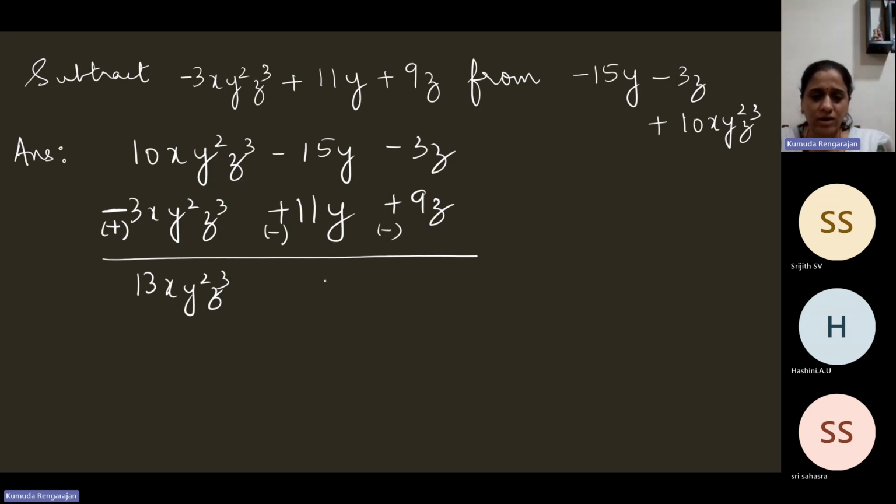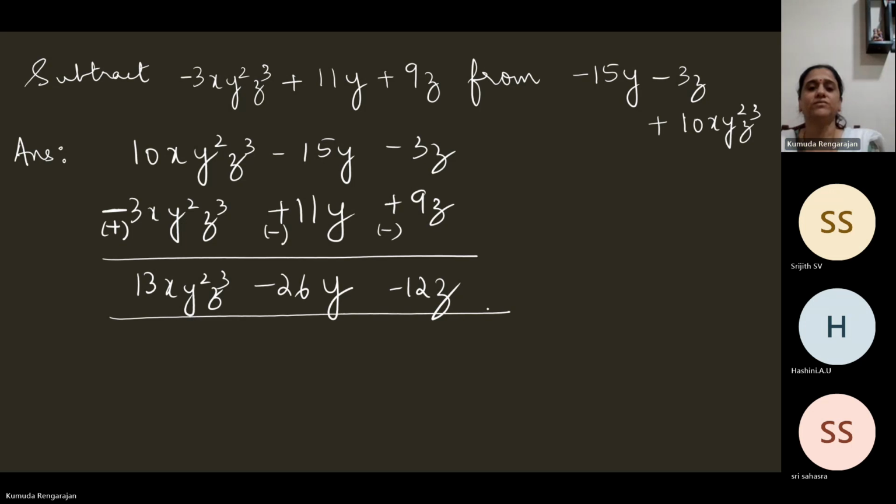Now this y will come down as it is. Forget the old sign. Plus 11, no, that's gone. It's now minus 11. Minus 15, minus 11, minus 26. Z, z, z. Plus 9, no, that's old. Now it is minus 9. So minus 3, minus 9, minus 12. That's all. This is the answer.